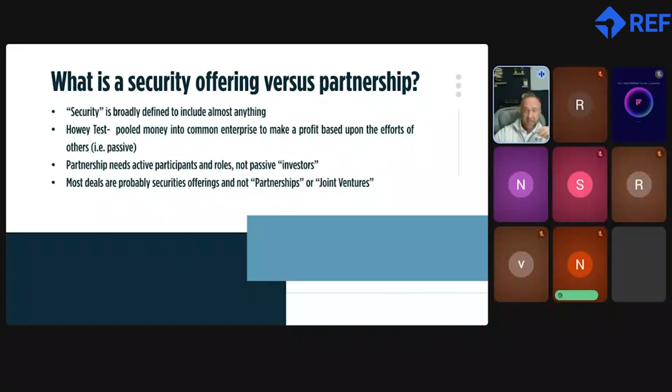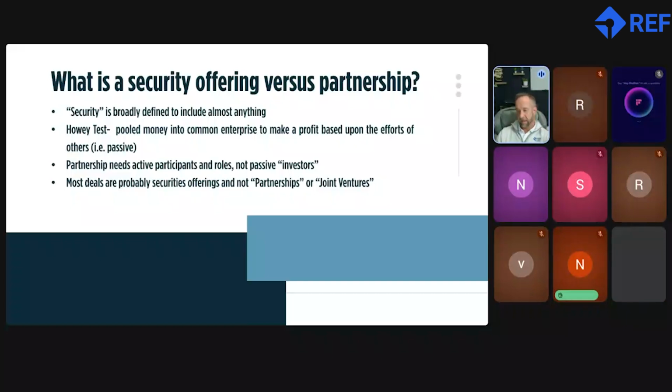So most of the time, anytime you have your passive investor, basically you have LPs coming in, that's usually a securities offering and not traditionally a partnership. So we do want to look at securities law in that instance. And the most common test that is referred to is called the Howey test under securities law. The definition of a security is very broad.